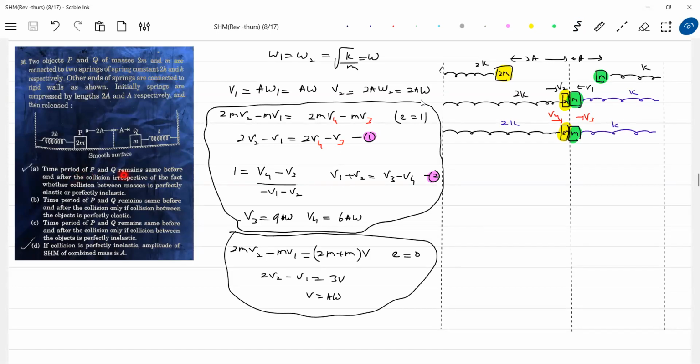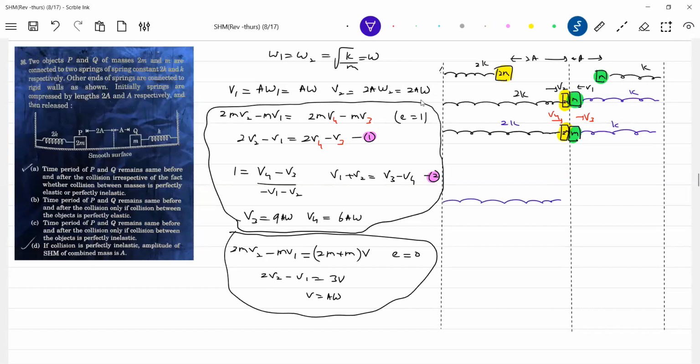Time period of P and Q remains same before and after collision, irrespective of whether the collision between the masses is perfectly elastic. Combinedly, the mass will become 3m, and they're in series, 3k. So again omega will be k by m only. So whether it's elastic or inelastic, the time period will remain same. If elastic, omega will be k by m. This will be 2k by 2m.